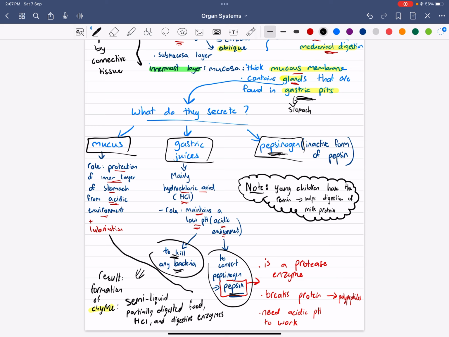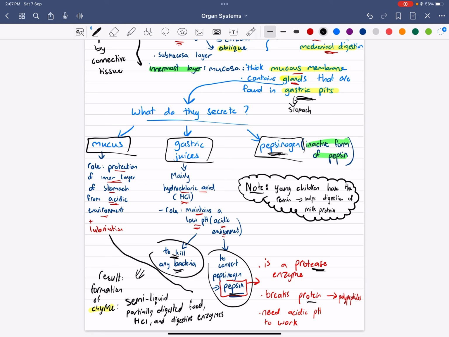Now what is pepsinogen and what is pepsin? So pepsinogen is basically the inactive form of pepsin. As simple as it is. Pepsinogen, inactive form of pepsin. Now what is pepsin? Pepsin is a protease enzyme. Now, enzymes usually end in ASE. Okay, so it's a protease enzyme. Protein, think about it like that, split into two. Protease, so protein, and it's an enzyme.